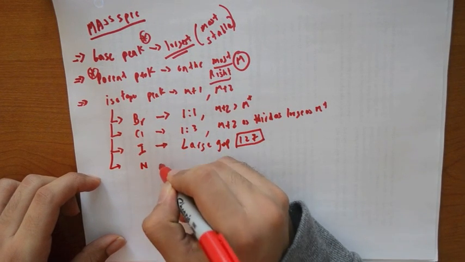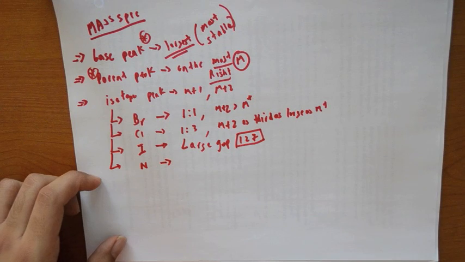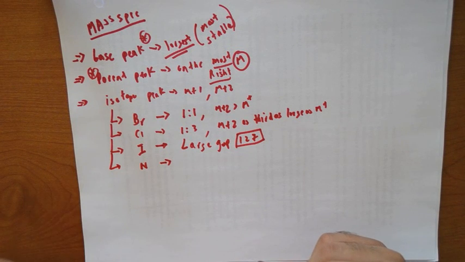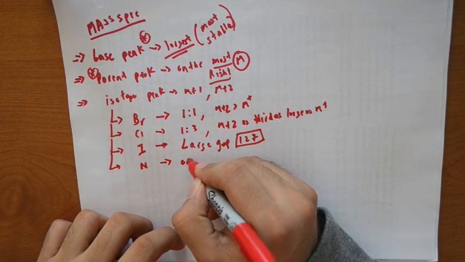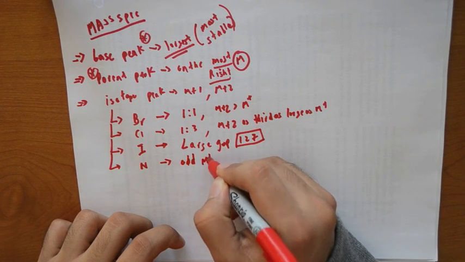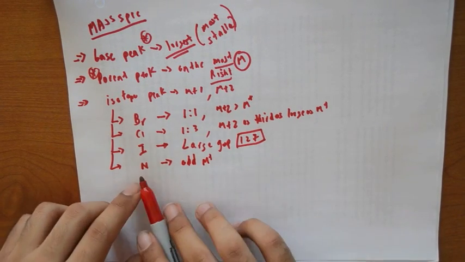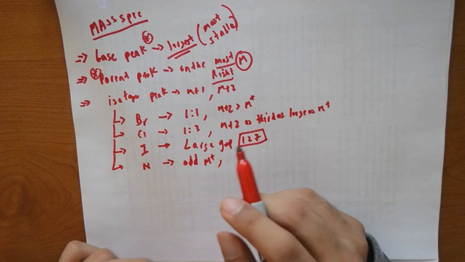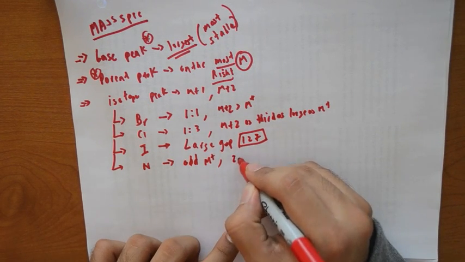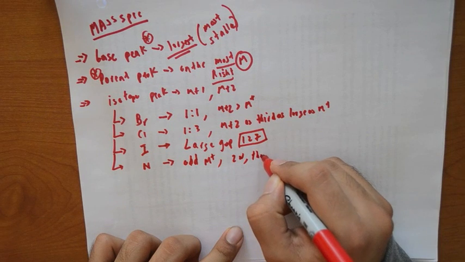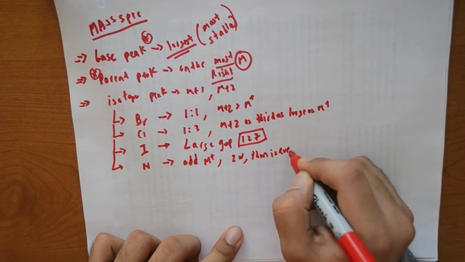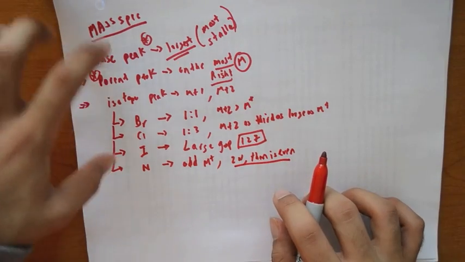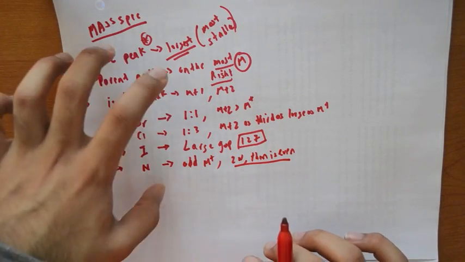Another one is nitrogen. You can tell if there's nitrogen in your molecule if you see an odd mass, because nitrogen is 15, so you know that's going to be an odd mass. But what if there are two nitrogens? Then it's even. There are going to be other hints that tell you whether there's a nitrogen or not. So these are some basic peaks that we have to know.